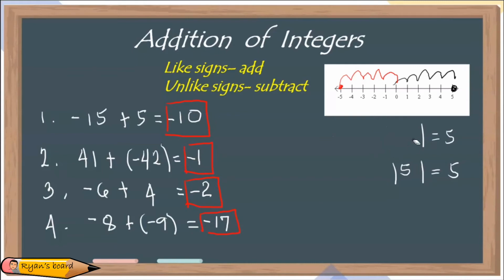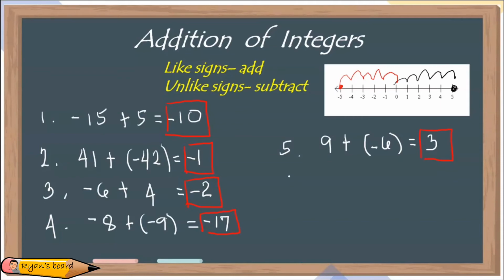Okay? Now, let's have another example. Let's say number 5. We have 9 plus negative 6. Unlike signs or like signs? Of course, unlike yan, magkaiba yan. So, subtract the numbers. 9 minus 6, that is 3. Sino ang mas malaking absolute value? Si 9 or si negative 6? Si 9. Anong sign ni 9? Positive. So, ilalagay ba natin yung symbol na plus? Hindi. Pag walang sign, understood that it is positive.